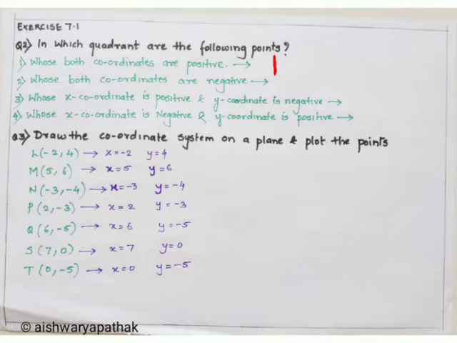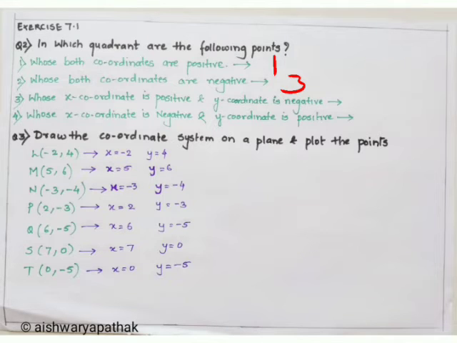Next, whose both coordinates are negative, students? Yes, it is the third quadrant. Correct, you are correct, students. Now the next one, whose x coordinate is positive and y coordinate is negative.